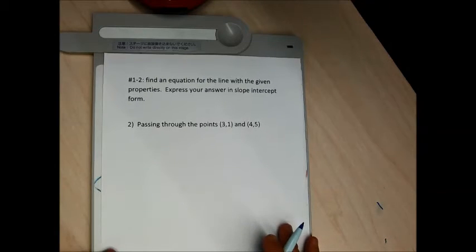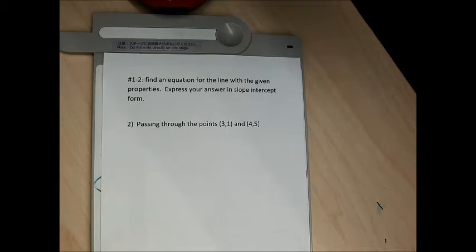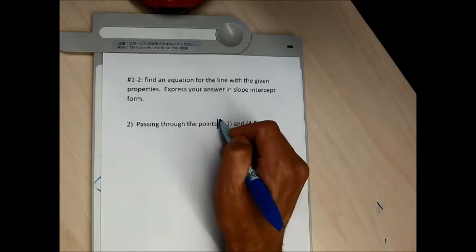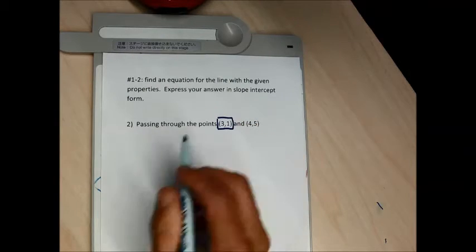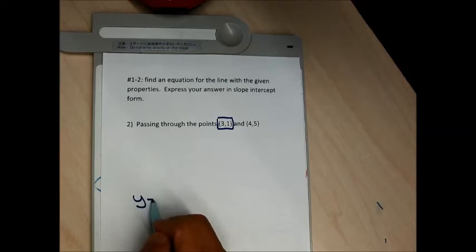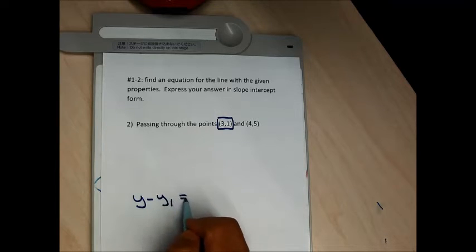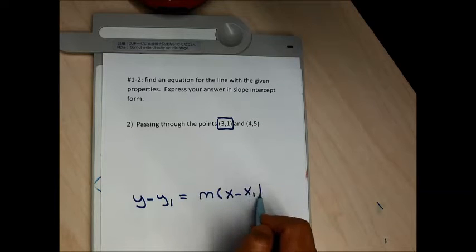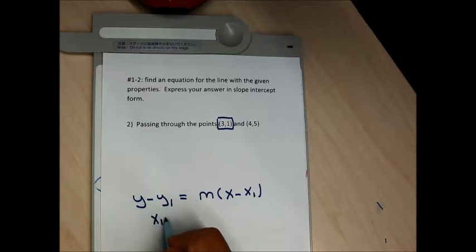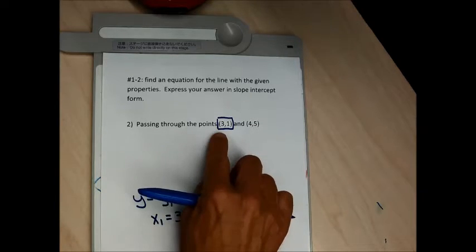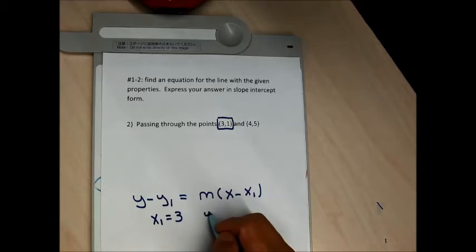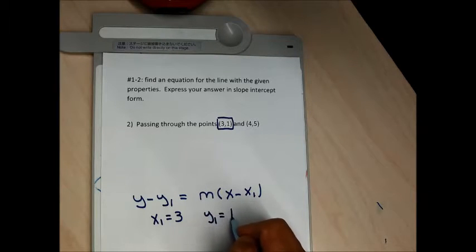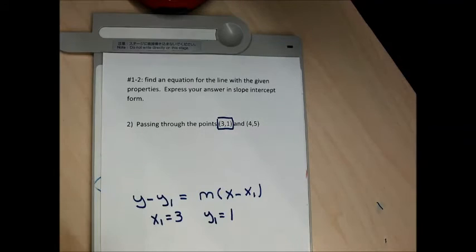For question 2, it asks me to find an equation of a line again. It gives me 2 points. I'm going to use this first point for the x1 and y1. So eventually, I'm going to use the y minus y1 equals m times x minus x1 formula. And in for x1, I'm going to plug 3, which is the x-coordinate of the first point given. And for y1, I'm going to plug 1, which is the y-coordinate of the first point given.